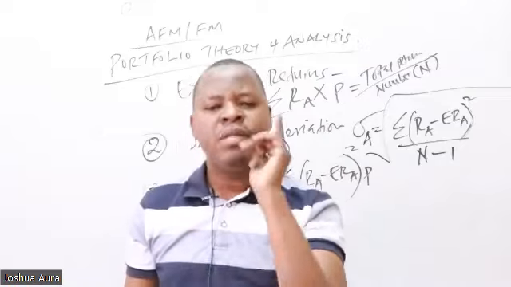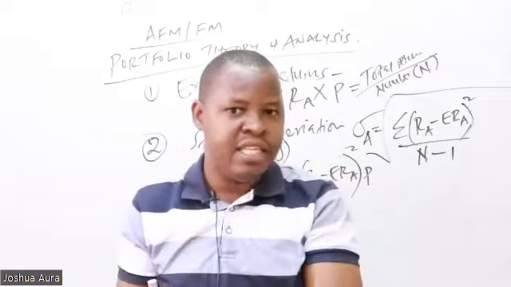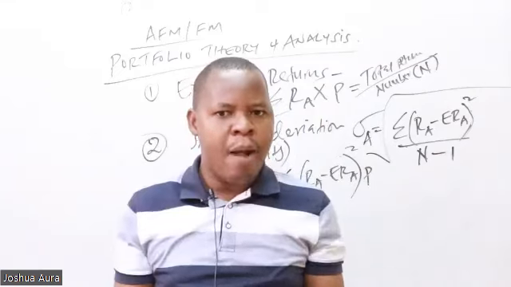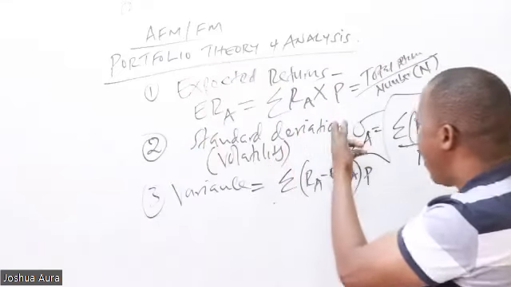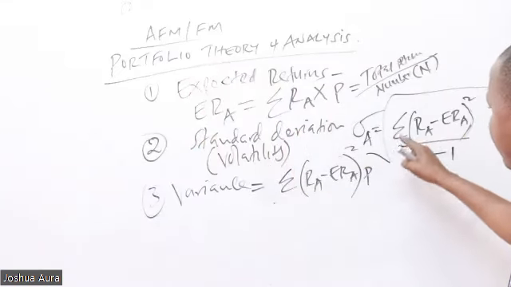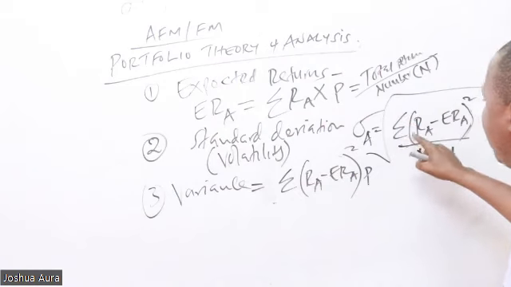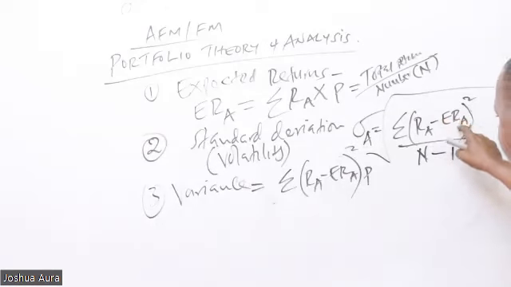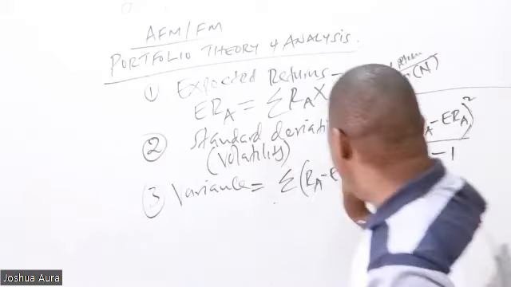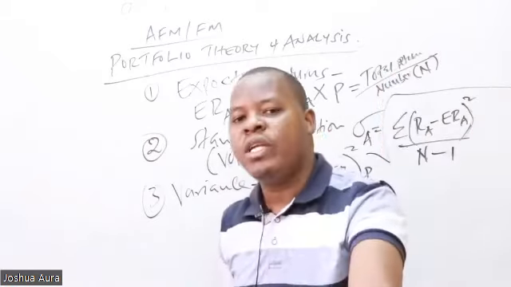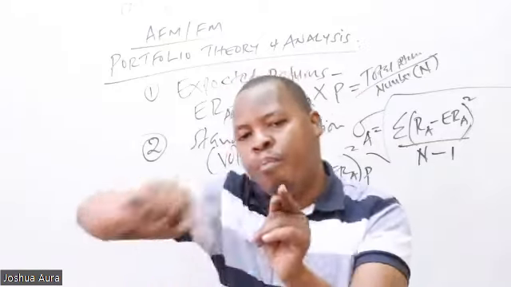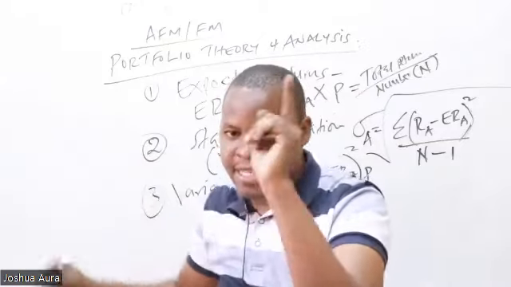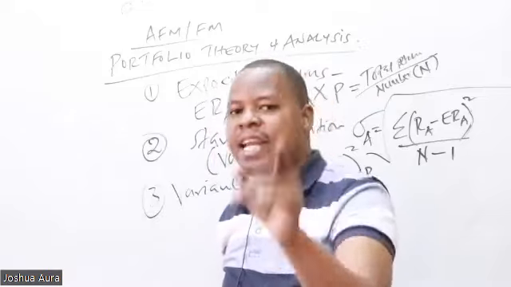Standard deviation, sometimes you will not be given the probabilities, but we know the formula. It is here, which is summation into bracket returns of security A minus expected returns of security A, close the bracket, squared. We multiply by probability. When given probabilities, then it is still a variance, but when you put the square root, then it is a standard deviation.